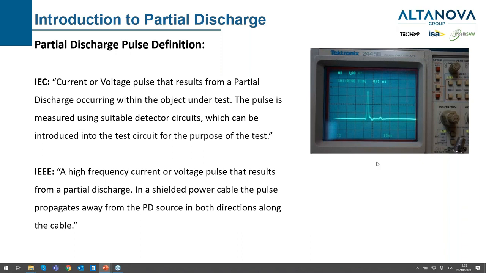Here we have a traditional PD pulse visualized with an oscilloscope, an analog one. And at the bottom, we have a more up-to-date technology with a digitalized pulse given by Techimp instrumentation.